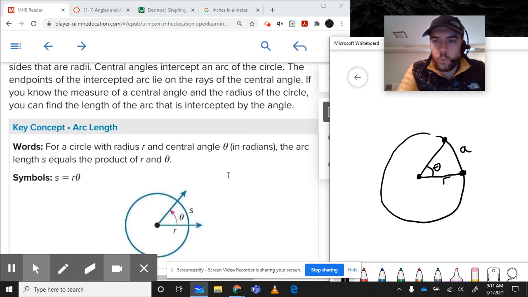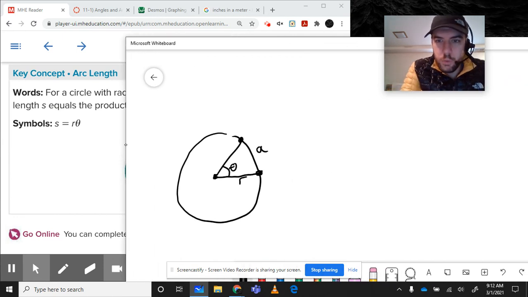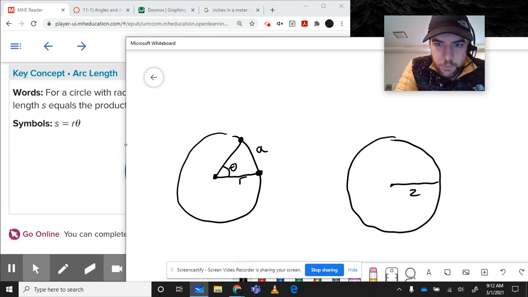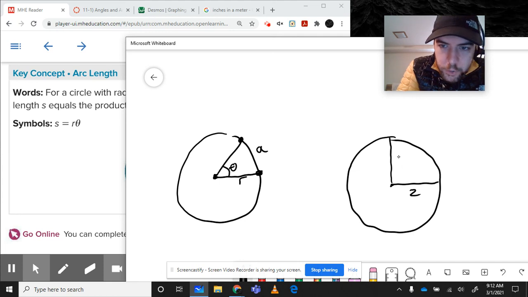So for a circle where that radius was 1, the angle and the arc length were identical. For any other circle, it's just going to be a multiple of the radius. So if that radius is 2, and let's do a 90-degree angle. Thinking about our radians, we have 2 pi all the way around, pi halfway around, so this would be pi over 2.